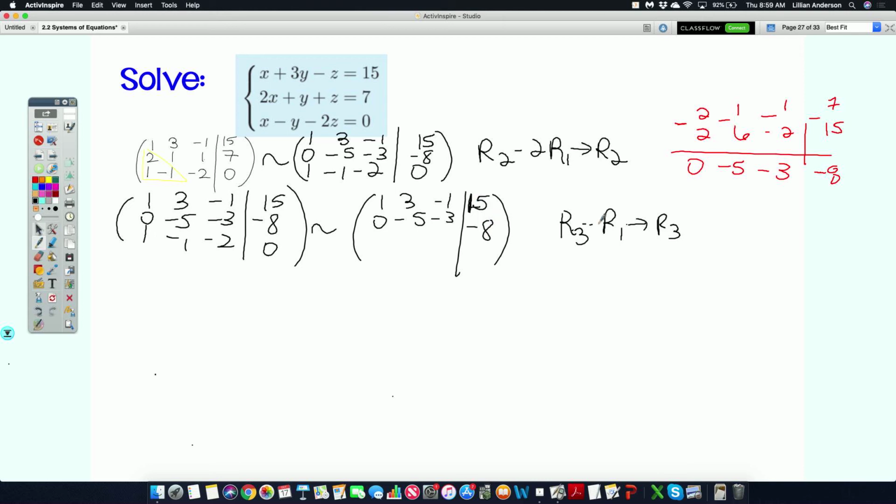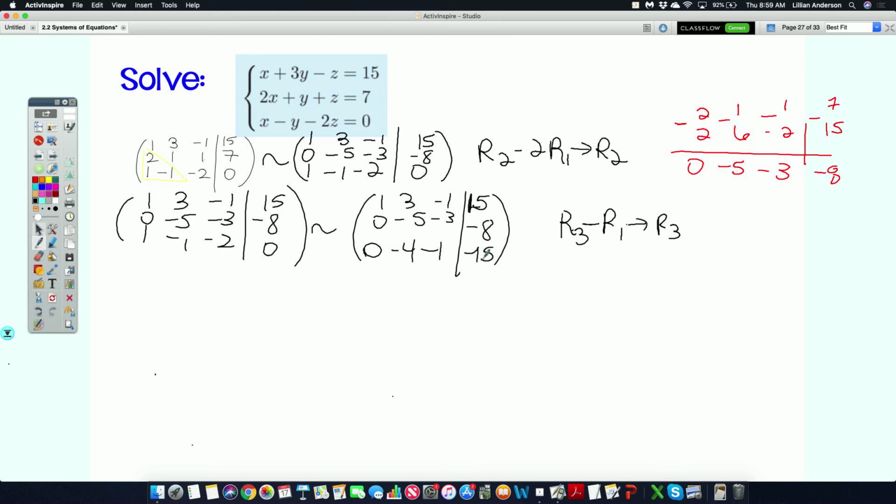So when I subtract, what's 1 minus 1? 0. What's negative 1 minus 3? Negative 4. What's negative 2 minus a negative 1? Negative 1. And what's 0 minus 15? Negative 15. So far I got my 2 zeros.